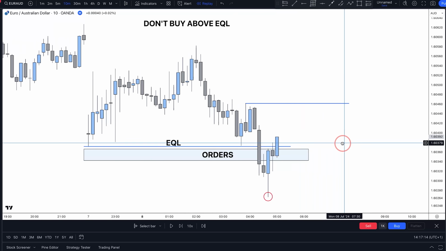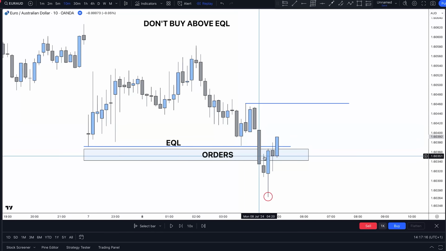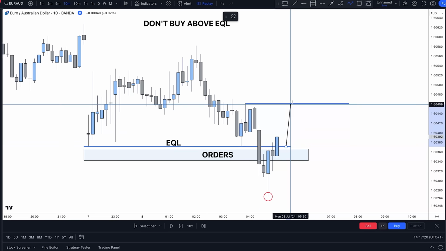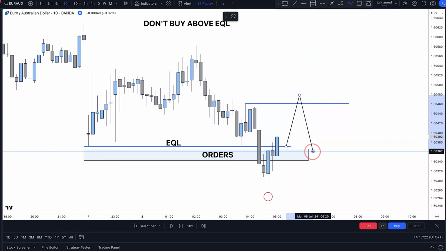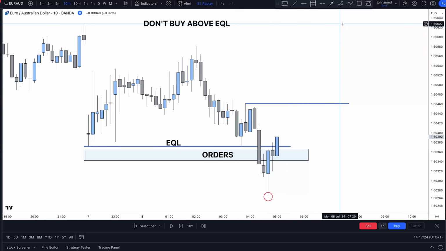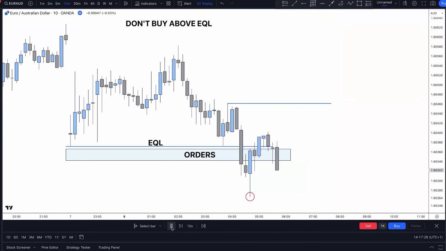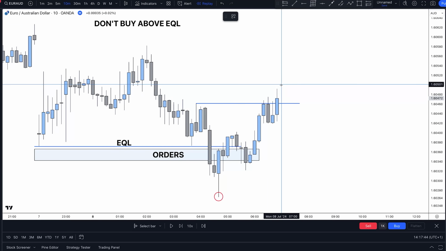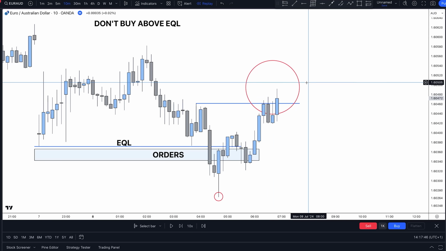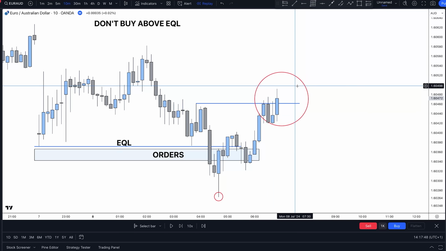So now that we've seen the equal low swept, we just wait for a break of structure. And if we get that shift in the structure like this, that will form the agreement that we want to see to then go long. And then we can introduce some other concepts. Now that this high is broken with this candle, the final candle, we've had our break of structure.